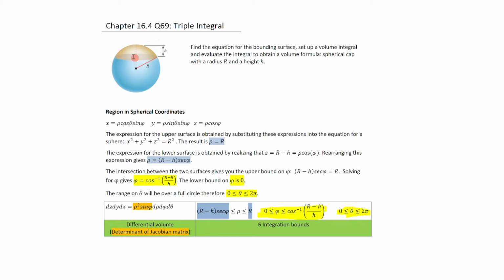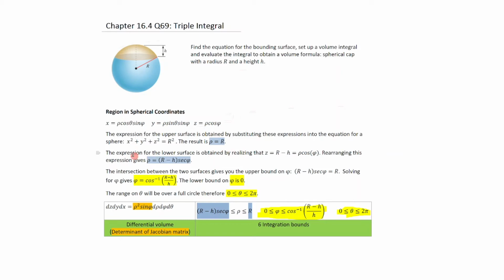This base is height h, but you can also write that as this distance, which would be R minus h. Since we're going to solve it in spherical coordinates, here are the transformation equations. We'll deal first of all with rho. The expression for the upper surface is obtained by substituting these transformation expressions into the equation for a sphere. The equation of a sphere is just this one that you see here.